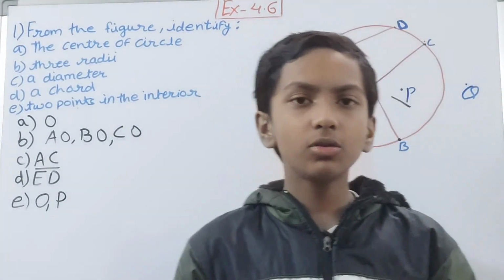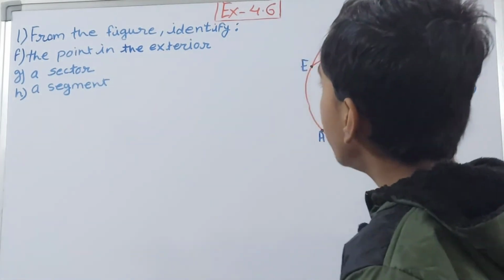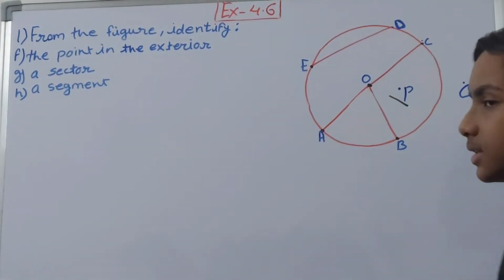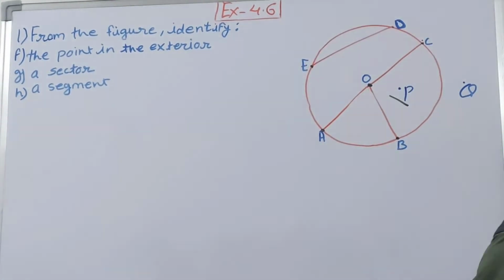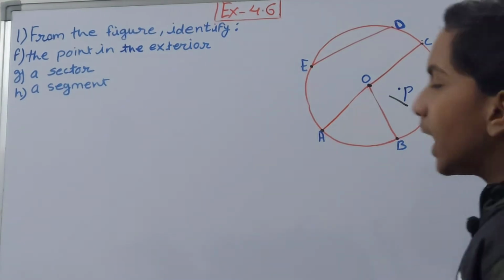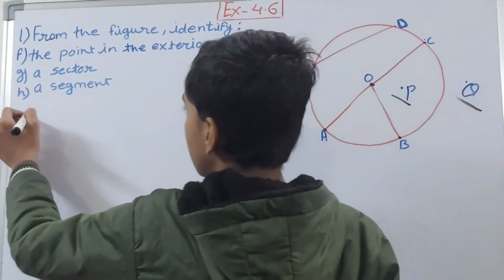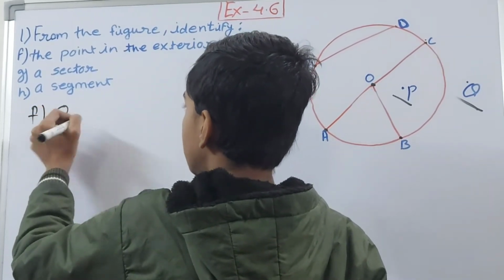Okay, let us move on to solve the next part. Now, the next part is the point in the exterior. The exterior region is the region which is outside of your circle. So this point here, point Q, is outside of our circle. That means it will be in the exterior, right? So the answer of the F part is point Q.